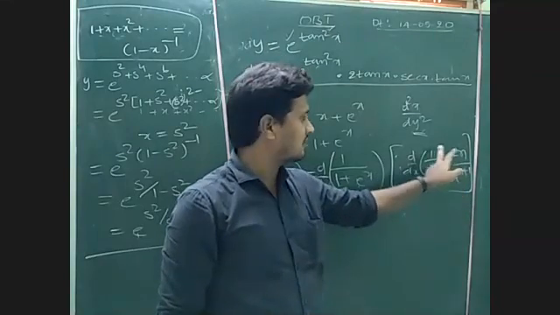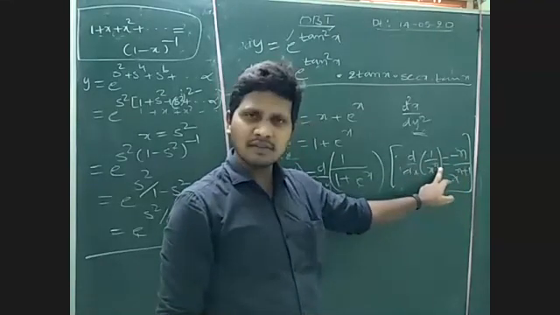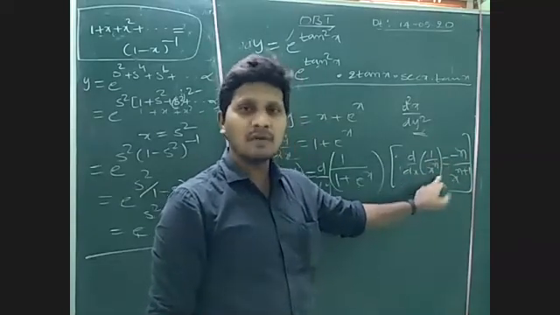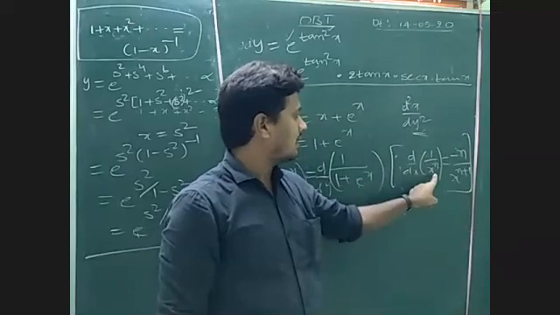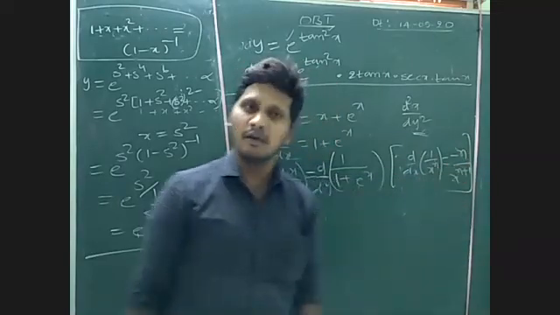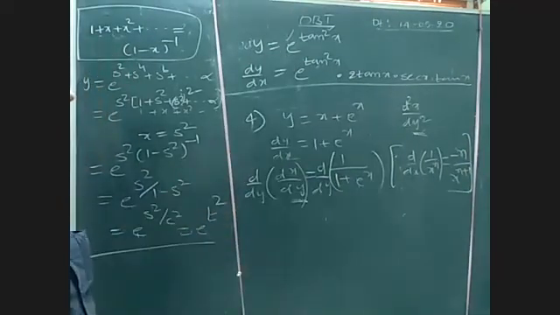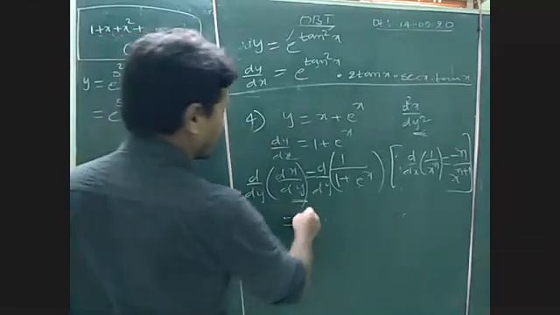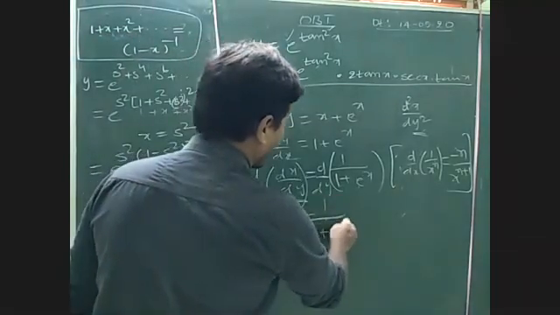Already we have seen that the 1 by x derivative, with n equal to 1, is minus 1 by x square. The 1 by x square derivative is minus 2 by x cube. And 1 by x power 10 gives minus 10 by x power 11. Like that, 1 by x power n derivative is minus n by x power n plus 1. So this is the same as minus 1 by (1 plus e power x) whole square.